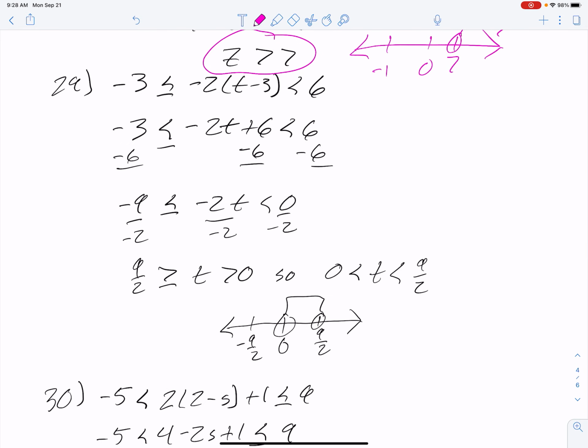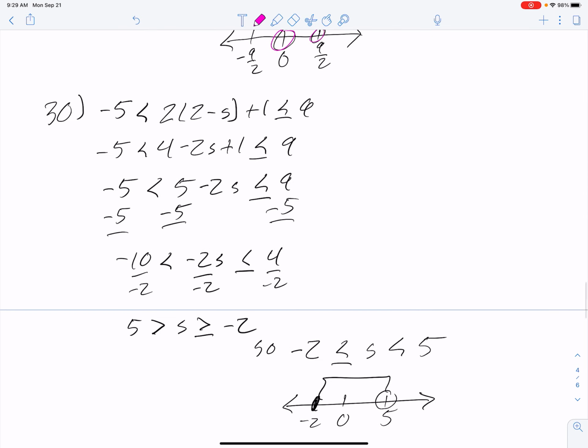Number 29, I have to start with a little bit of distribution. So I distribute my -2. Careful, make sure you distribute the -2 to the -3 to make it +6. I subtract 6 from all three sides. I divide by -2 from all three sides. So again, notice I have flipped my inequalities. Again, I think a lot of us prefer to see the smaller value on the left less than the variable less than the larger value on the right. Fits our model, and so I can graph the area between 0 and 9/2.